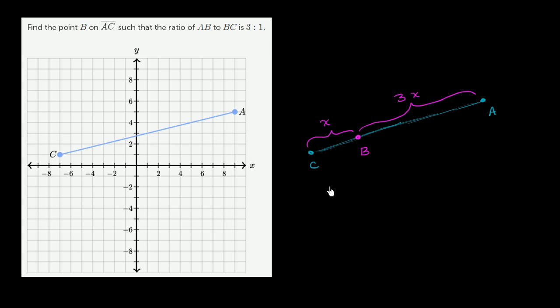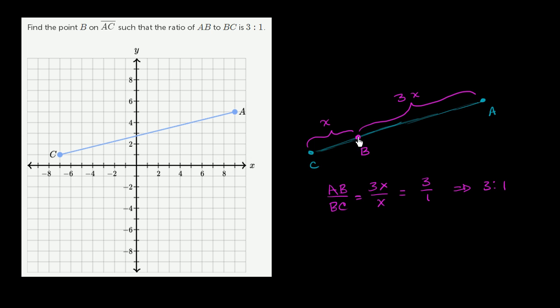So that would be the ratio. Let me write this down. It would be AB to BC is going to be equal to 3x to x, which is the same thing as 3 to 1. So how can we think about it? You might be tempted to say, oh, well, you could use the distance formula to find the distance, which by itself isn't completely uncomplicated. And then this will be 1/4 of the way.